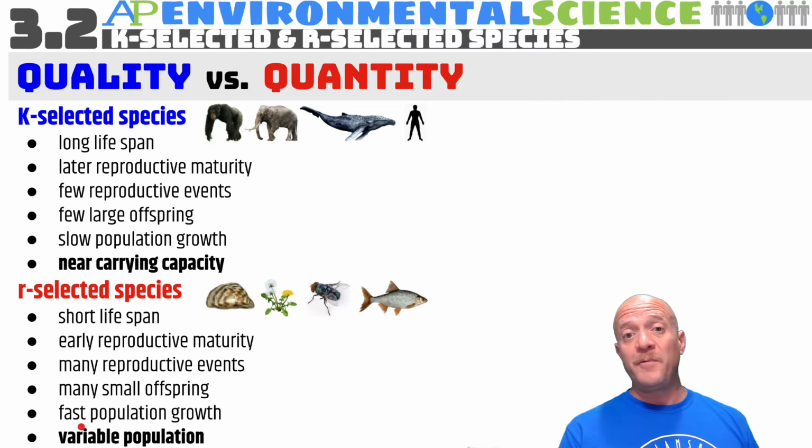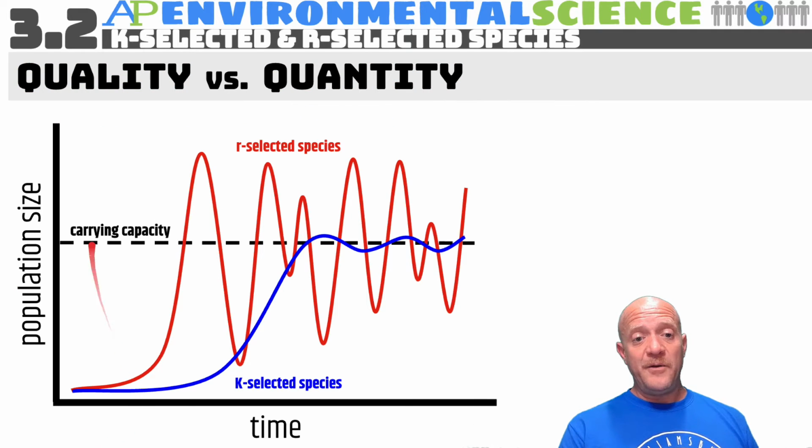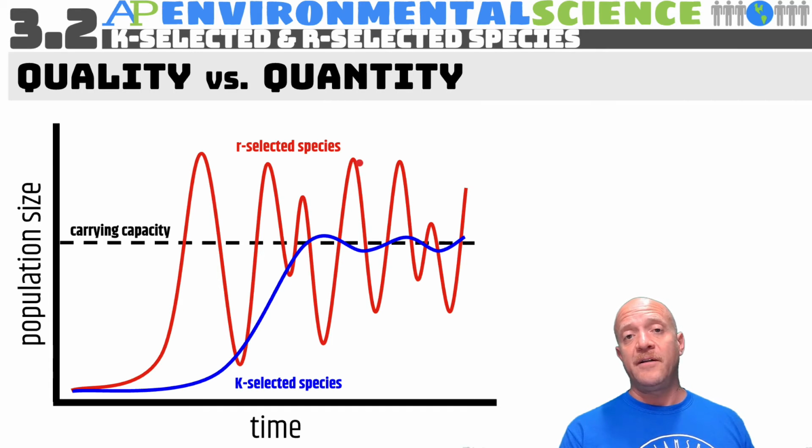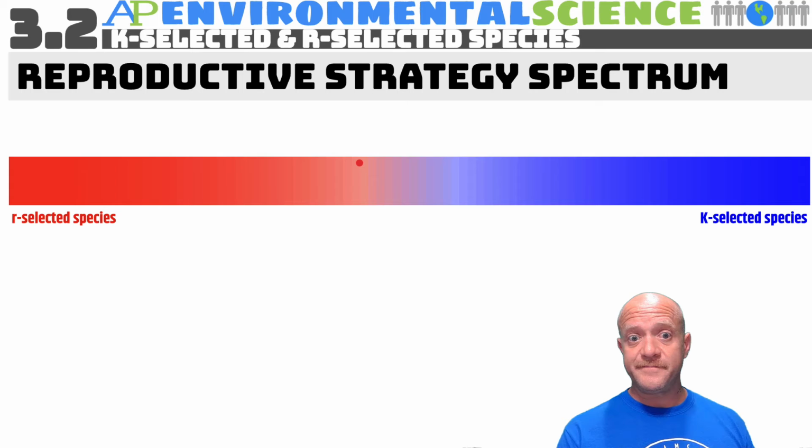So what does this look like when we graph it out? You have the carrying capacity. The K-selected species tend to hover at or near the carrying capacity, and the R-selected species will be highly variable, overshooting and undershooting the carrying capacity. Because they reproduce so rapidly, they can overshoot this and then have a massive die-off, and then reproduce, massive die-off, and so on and so forth. And this is very typical of an R-selected species.